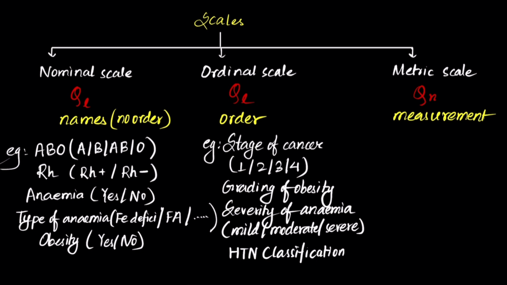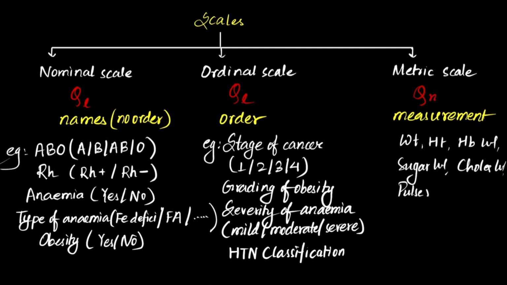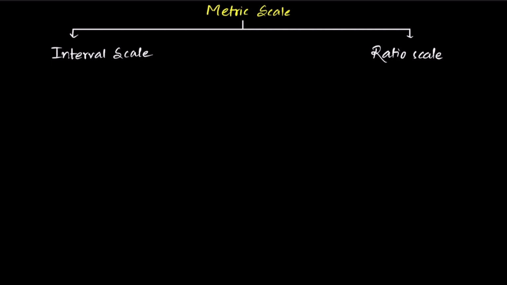For metric scale, you simply have quantitative data present on a scale. Basically, data that can be measured and compared, like your weight, height, hemoglobin level, sugar level, cholesterol level, pulse rate, body mass index, temperature, age, etc. Metric scale includes interval scale and ratio scale. Both interval scale and ratio scale, they use quantitative data.